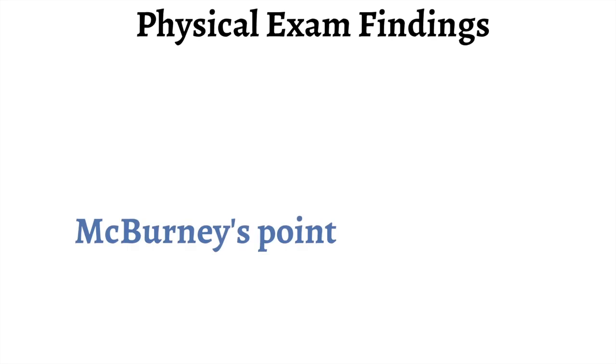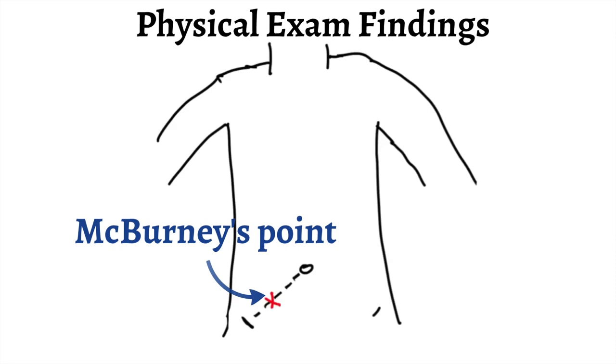The first physical exam sign is called McBurney's point. Imagine drawing a line from the anterior superior iliac spine to your umbilicus or belly button. Locate the anterior superior iliac spine by feeling around your hip. You should feel a bony prominence towards the front of your body. If you draw a line from there to your belly button and travel about 2 inches from the anterior superior iliac spine along this line, you will identify McBurney's point. Focal tenderness at this point can be indicative of appendicitis.